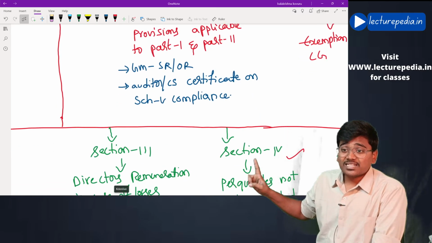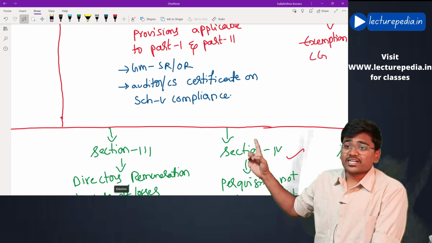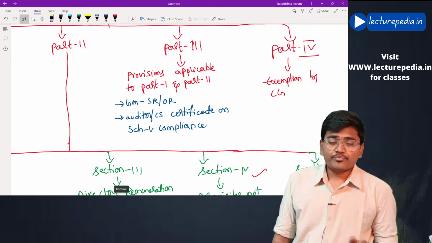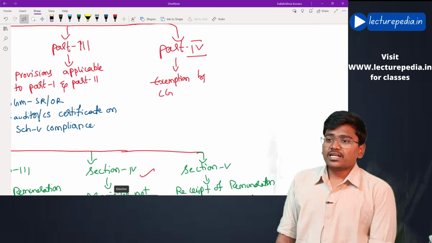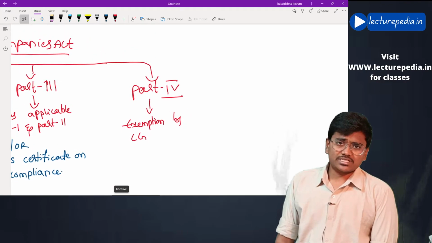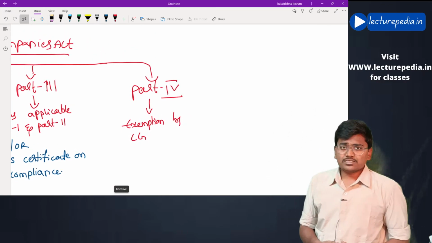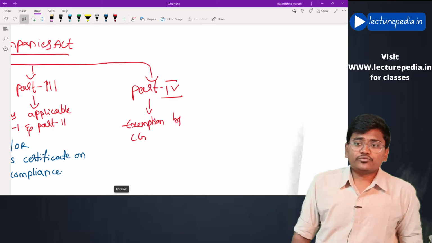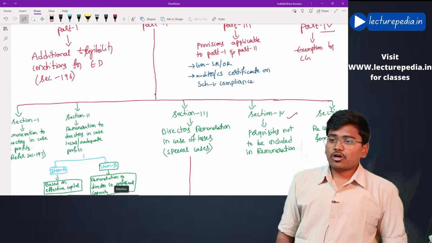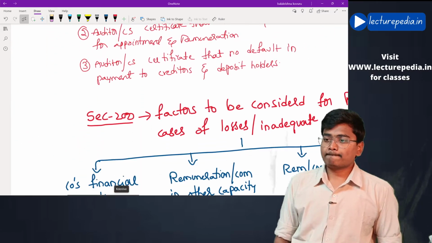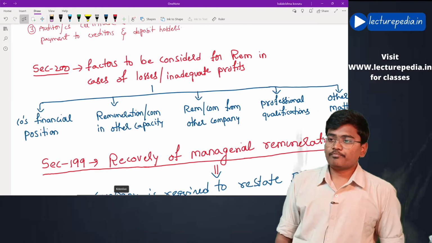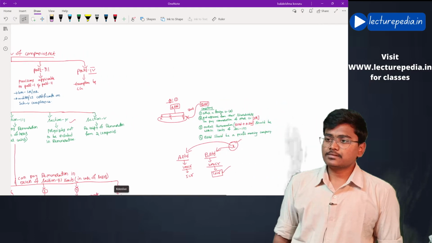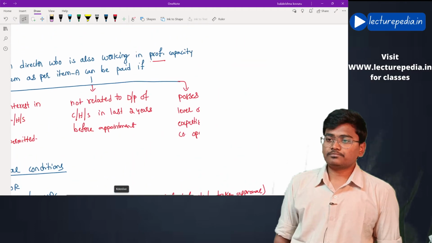Next, auditor or company secretary certificate on compliance of schedule 5, okay, such a certificate has to be obtained from auditor or company secretary. And part 4 deals with exemption by central government. That means if central government wants, it can exempt any type of company it wants from applicability of this schedule 5. This is the concept of schedule 5. Next, did we miss anything? Yeah, nothing.